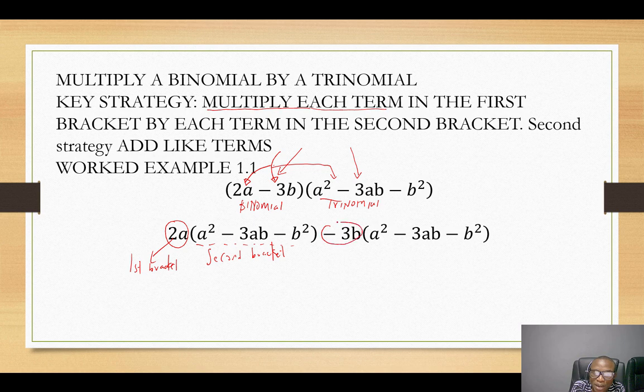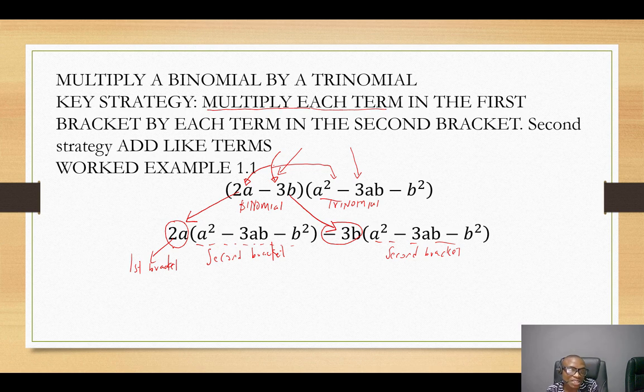I'm going to multiply it with everything in the second bracket. This comes from the second bracket. So you can see it is 2a. I'm writing it here. It is minus 3b. I'm writing it here. So I'm saying 2a will be multiplied with everything in the second bracket. Minus 3b will be multiplied with everything in the second bracket.